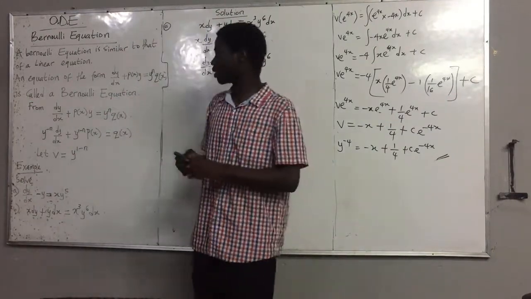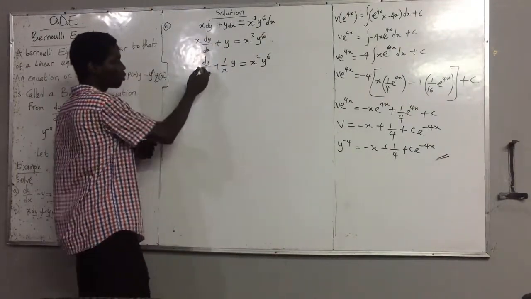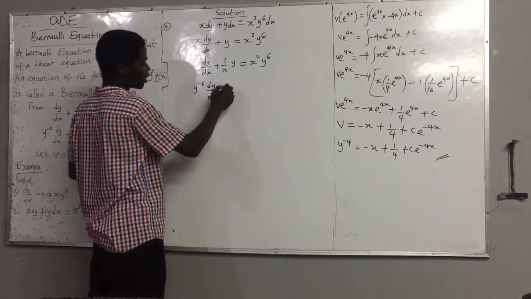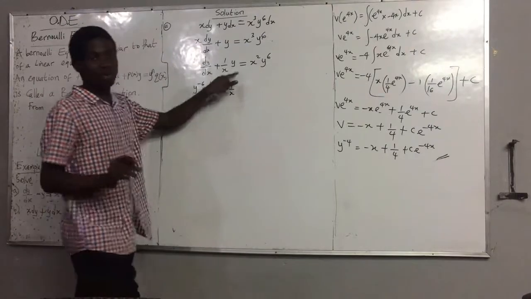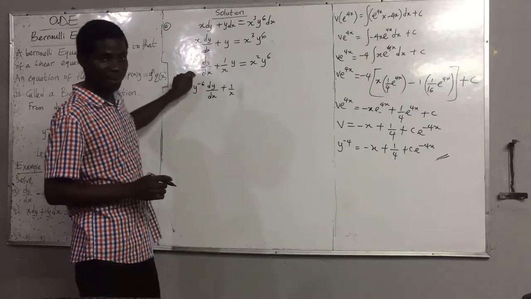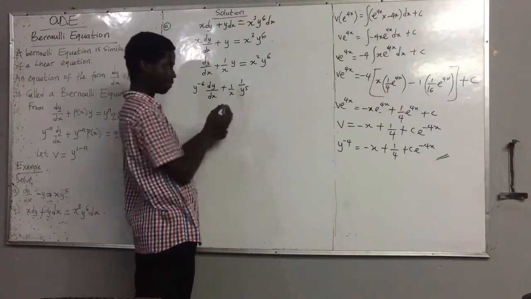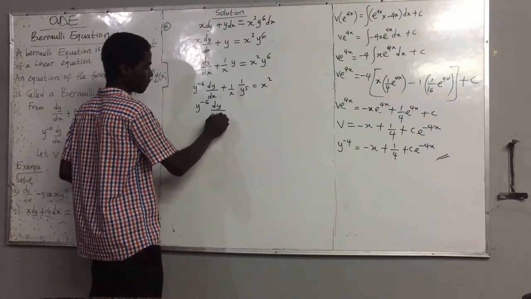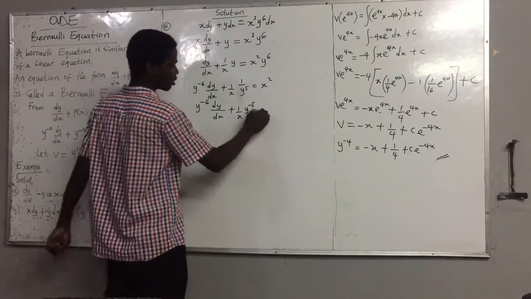Now the next thing is that what? Divide through by y raised to power 6 now, since the dy/ds is now 1. This one will become y raised to power minus 6 dy/ds plus 1 over s, y raised to power minus 5. If you have y over y raised to power 6, this is 1 over y raised to power 5, which I can write as y raised to power minus 5. So y raised to power minus 6 dy/ds plus 1 over s times y raised to power minus 5 is equal to s squared.